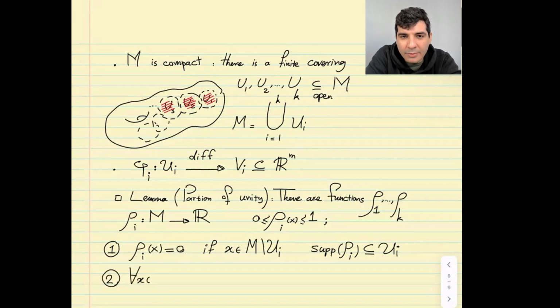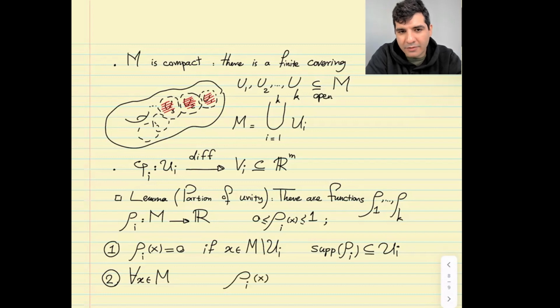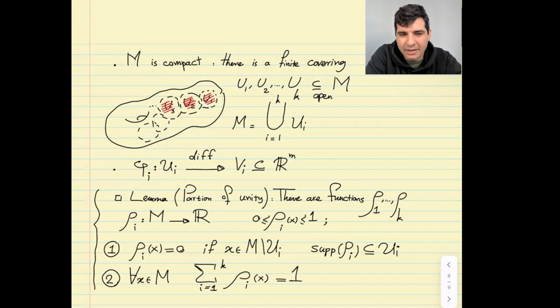The second property is that for any point x you pick inside M, you can look at the value of rho_1 there, rho_2 there, etc. It might be that x is in several different open sets U_i, so several different rho_i's might be non-zero there. If you look at the sum of the values of all of these functions at x, it should be equal to 1. This should be the case at any point x in M: the sum of rho_i of x, where i goes from 1 to k, must be equal to 1. So the lemma says that for U_1 up to U_k, you can always choose these functions. They're called the partition of unity.